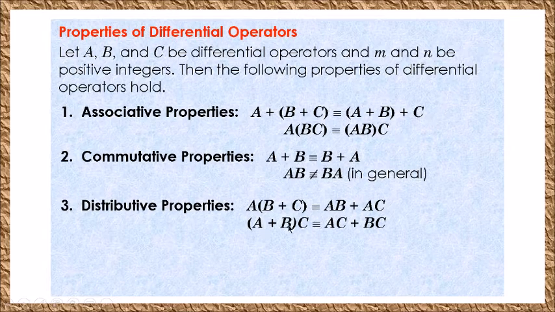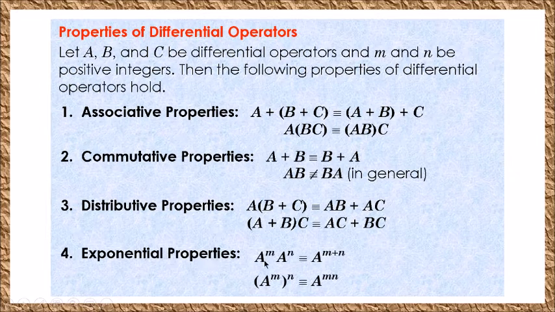Sum of A and B multiplied to C is equal to AC plus BC. Take note of the order of the product. AC plus BC. So again, AC is not equal to CA and BC is not equal to CB.